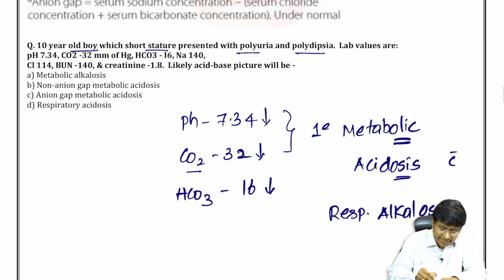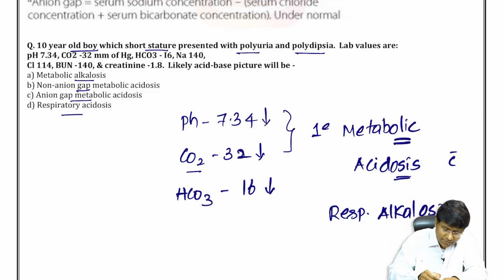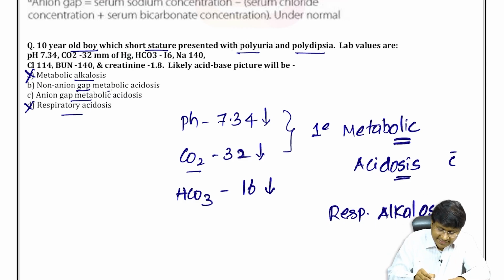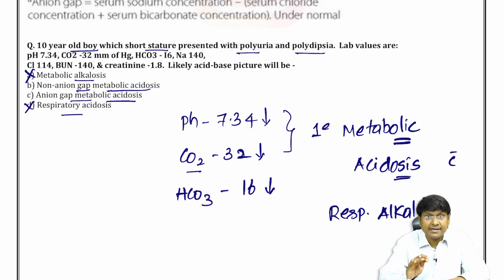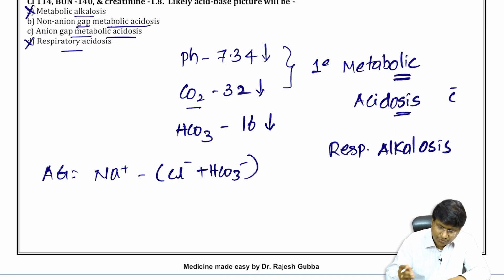But the options given are metabolic alkalosis, non-anion gap metabolic acidosis, anion gap metabolic acidosis, and respiratory acidosis. So your A and D are ruled out. Now you should be able to make out whether it is B or C, because in both of these scenarios it is metabolic acidosis, but you need to calculate the anion gap. Now what is the formula for the anion gap we have discussed? That is sodium minus chloride plus bicarbonate. So we will try to incorporate the values now. How much is the sodium value? The sodium value is 140. Right? Minus how much is the chloride value?